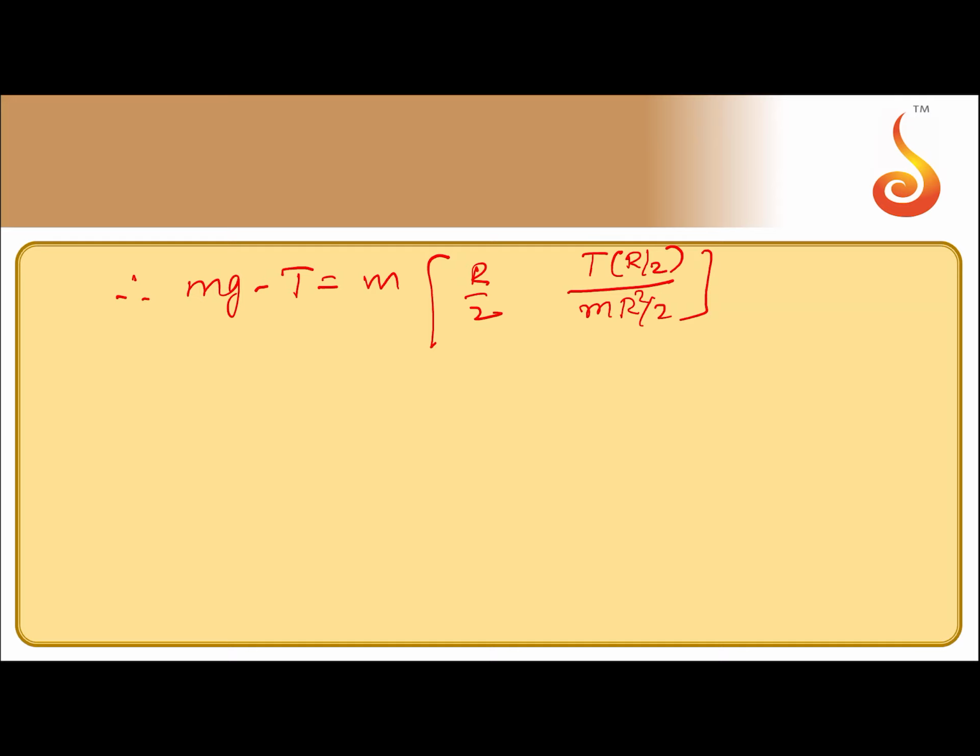So now T is an unknown. You can simplify this for the unknown and you will end up with T is equal to... I want you to simplify this one. I am writing the final answer here, 2 mg divided by 3. So the tension in the string is 2 mg divided by 3.